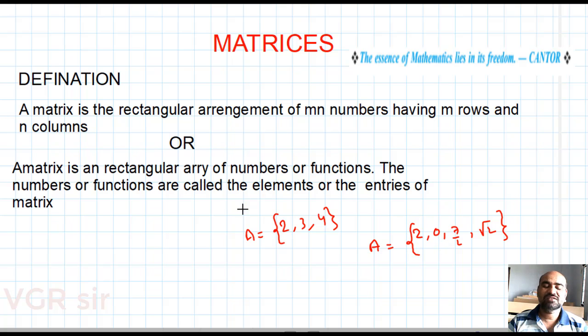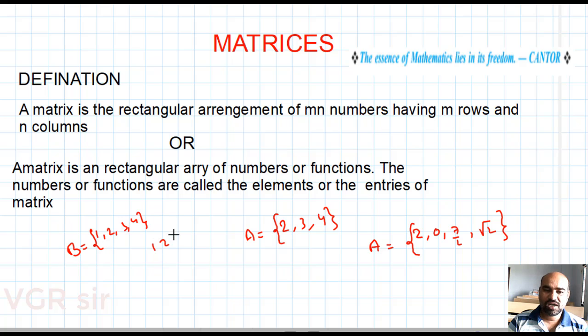So a matrix is also a special type of set, but in general sets we separate by commas and enclose by flower brackets, whereas in a matrix we arrange the elements in rows and columns only. For example, the elements 1, 2, 3, 4 are given. If we want to write in set form, I can say {1, 2, 3, 4} and close with flower brackets. I can call this set B.